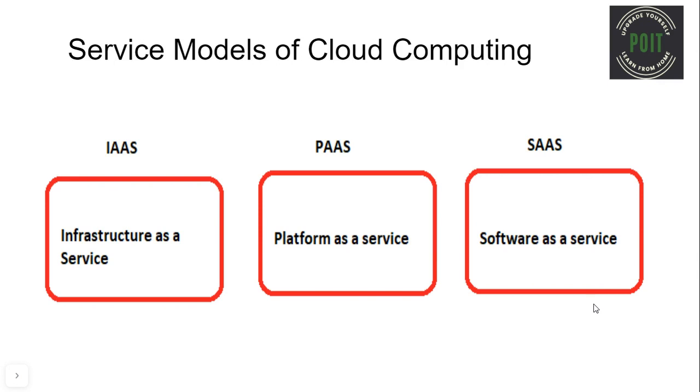In today's video, we are going to learn the different service models of cloud computing. So guys, we have three different models of cloud computing and they are IaaS, PaaS, SaaS. Whenever someone wants to opt for cloud computing, they need to go with any one of these models. Either they need to go with IaaS or PaaS or SaaS. IaaS means infrastructure as a service and PaaS means platform as a service. When it comes to SaaS, it's software as a service.